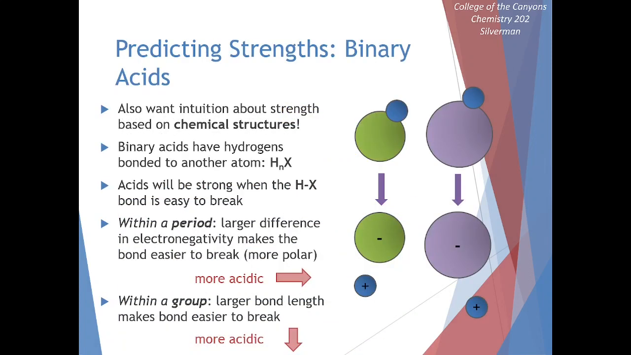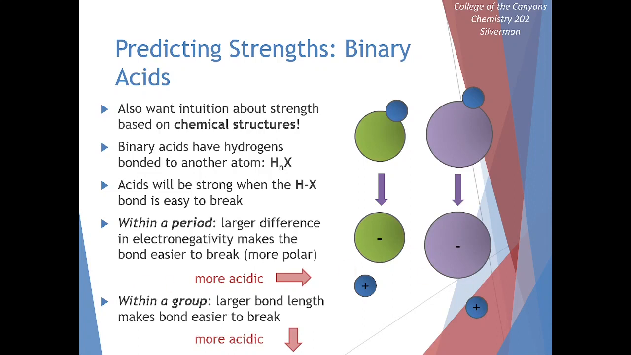One last thing. We'd also like to be able to predict our acid strengths or our base strengths based on chemical structures and maybe some periodic trends. If we're just looking at a chemical formula and we forgot our table of Ka and Kb values at home, can we still predict which acid might be stronger? Well, there are going to be a few trends and a few different classes of molecules that we can consider.